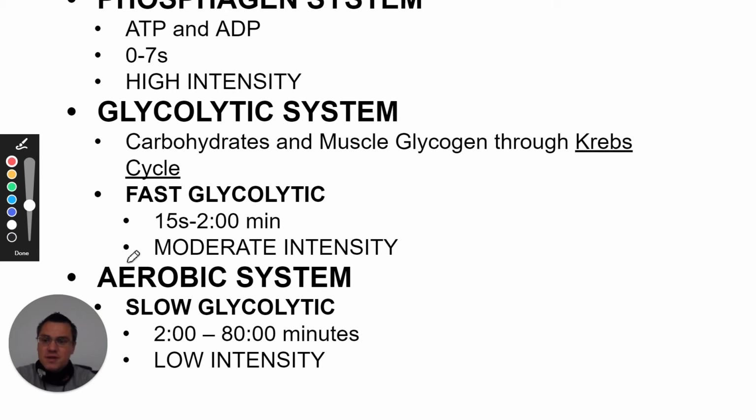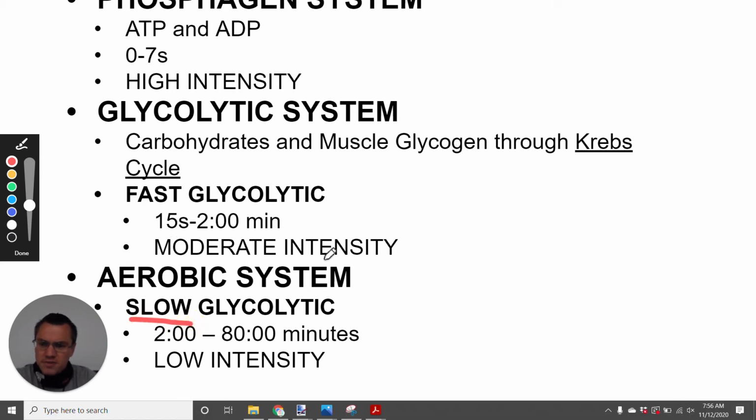So the aerobic system is a combination of a slow drip of glycolytic energy coming out of your body and picking up that delivery of the energy systems through oxygen. And these are moments that are between 2 minutes and maybe even an hour and 20 minutes. Yes, people exercise nonstop, like run, for an hour and 20 minutes. That's very common. And this is very low intensity, okay?